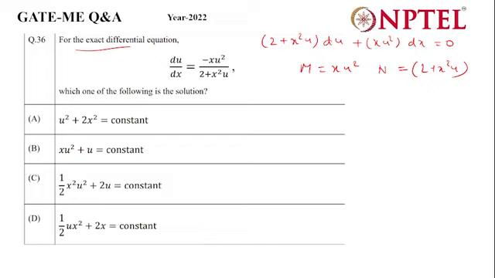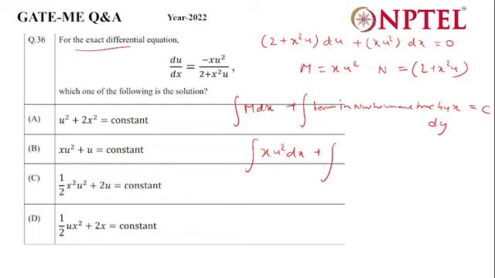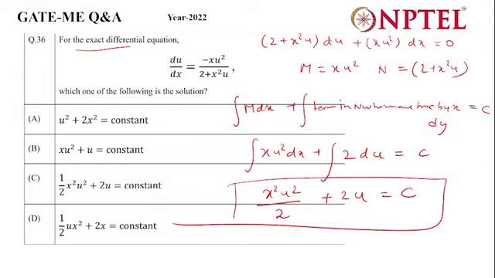So what is the solution of an exact differential equation? Integration of M dx plus integration of the terms in N which are free from x, with respect to y, equals c. Here y is u. So the integral of M dx is the integral of x u² dx, plus the terms free from x in N, which is 2 only, so the integral of 2 du, equals c. It will be x²u²/2 + 2u = c. That will be your solution. So the answer, option C, was correct. Any doubts?